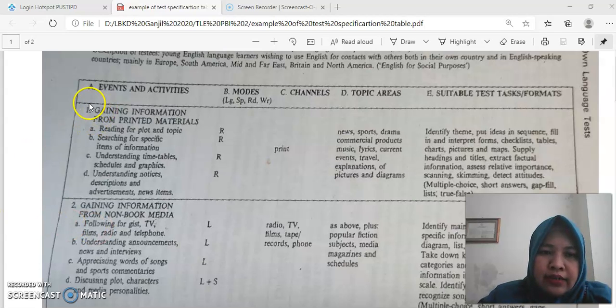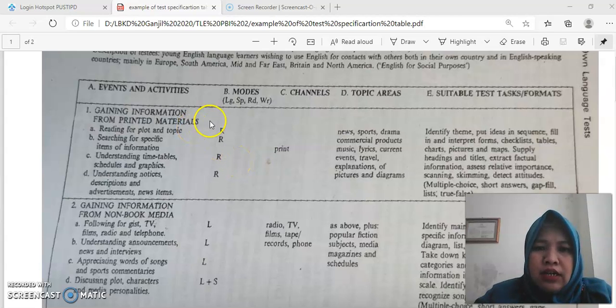Take a look at the first example. This is an example of a language test specification for testing reading skills. You can see here the mode is reading, and the channel is print. So the medium for testing the students is printed materials.